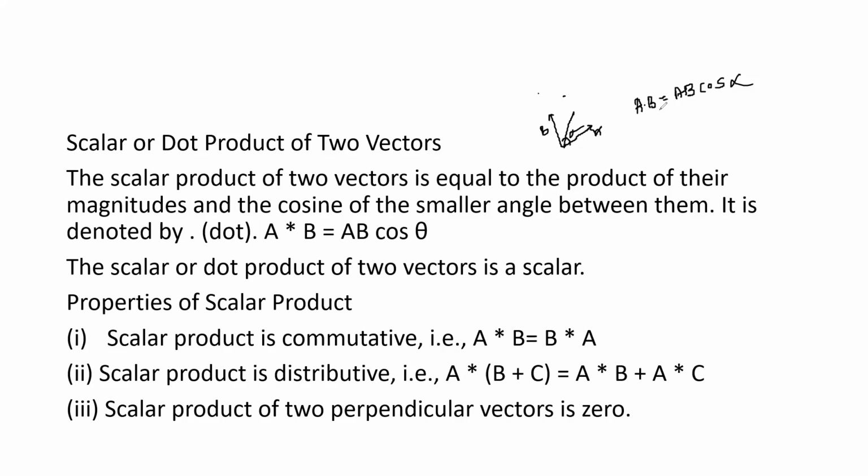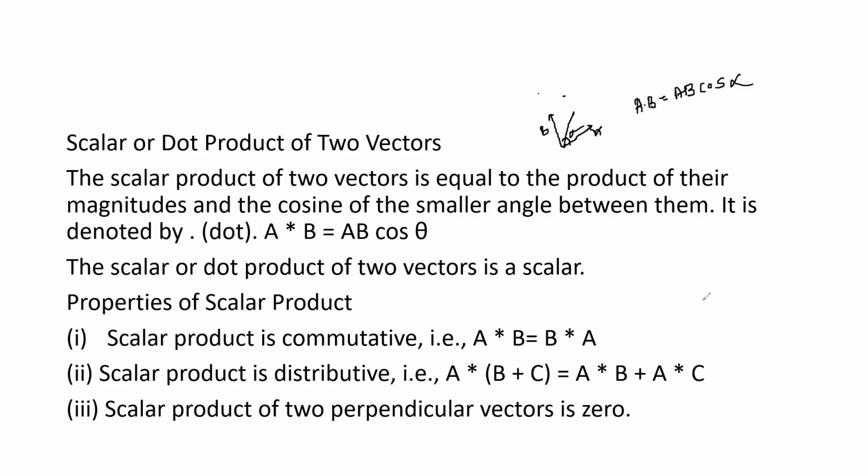Here let us see the properties of the scalar product. The scalar product is commutative, that is, A dot B is equal to B dot A. This is the first property. Then the scalar product is distributive: A into (B plus C) is equal to A into B plus A into C. Okay. Next, the scalar product of two perpendicular vectors is 0.